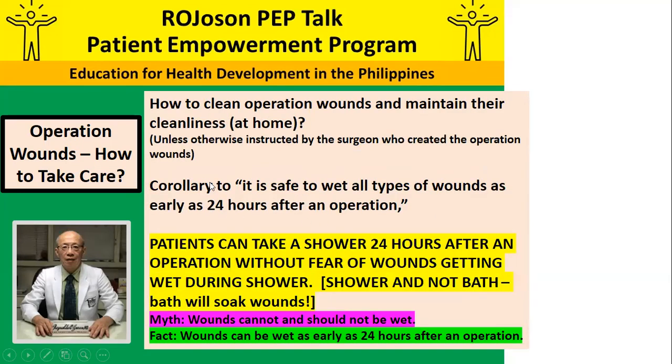So corollary to this practice, we ask, is it safe to wet all types of wounds as early as 24 hours after an operation? Yes, patients can take a shower 24 hours after an operation without fear of the wounds getting wet during the shower. But I have to emphasize, it's better to take a shower and not a bath. When you say bath, you soak yourself in the bathtub. The danger here is that the bath will soak the wounds while you are in the bathtub. So it's better to have running water in the shower. Again, the myth is wounds cannot and should not be wet, but the fact is wounds can be wet as early as 24 hours after an operation.